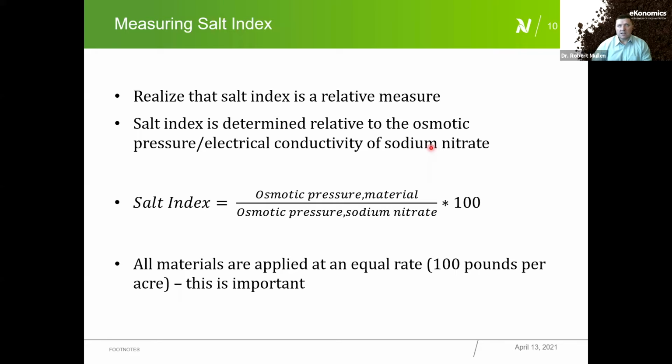So this is a good thing. And don't be surprised that this is relative to sodium nitrate. Everything that we do is relative to something else. There always has to be a point of reference for almost anything that we do experimentally.